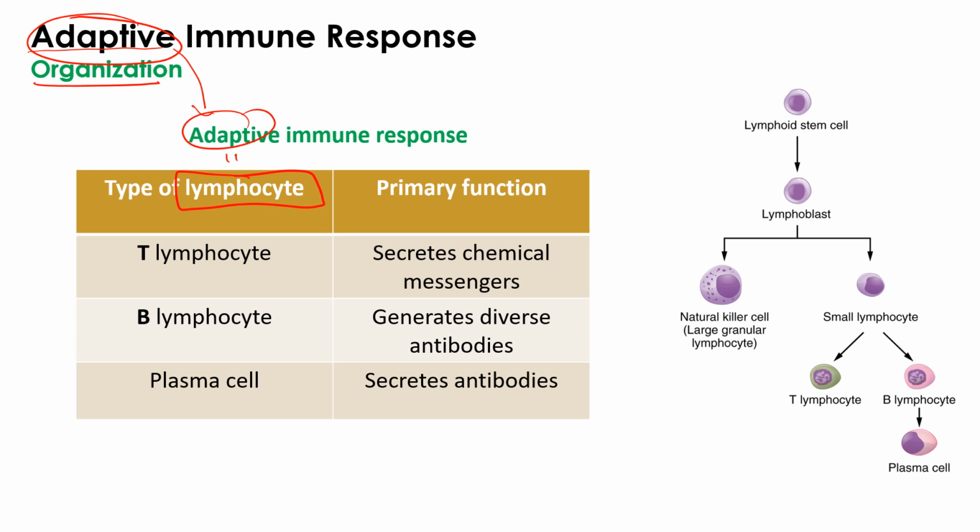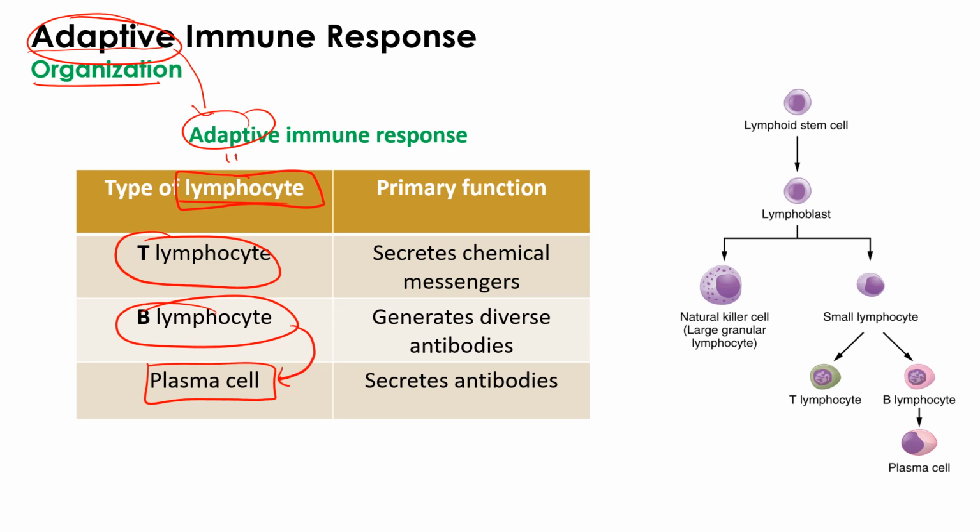And what are the lymphocytes that are important? Of course, T lymphocytes and B lymphocytes. Remember the difference between a plasma cell and a B lymphocyte. They're pretty much the same thing. It's just that a B lymphocyte gets activated by a T cell and then becomes a plasma cell, which secretes antibodies. Now, a B lymphocyte also secretes antibodies, but they're not specific, while the plasma cells secrete specific antibodies that will target specific microorganisms.